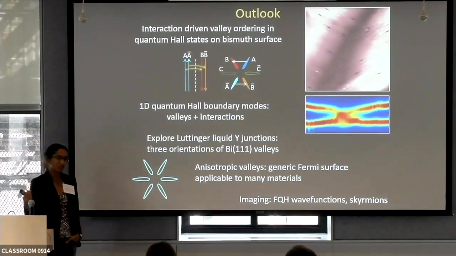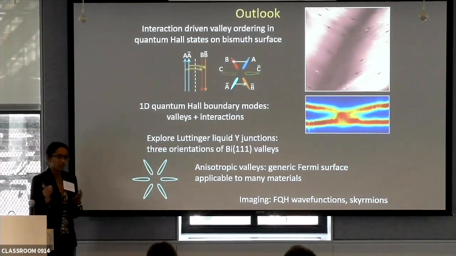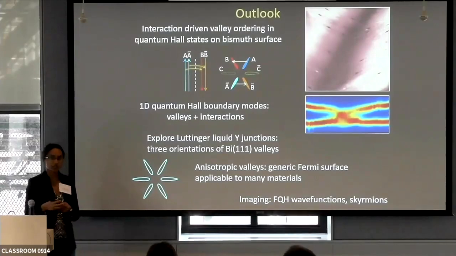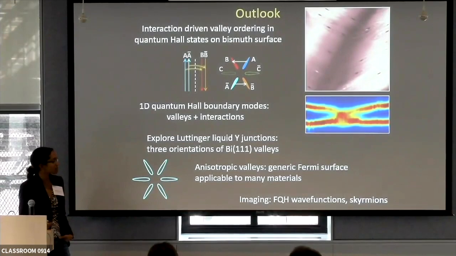I think there's a lot more to do on that front in bismuth specifically, to look at domain walls between the three different directionalities that exist and study these kinds of Y junctions. But more generically, these anisotropic valley systems can apply to many different materials, and so it would be interesting to expand it further, looking at either domain boundaries or just other effects. And in terms of the imaging side of things, possibly expanding the imaging of Landau level wave functions to either the fractional quantum Hall regime or to other excitations in these systems.